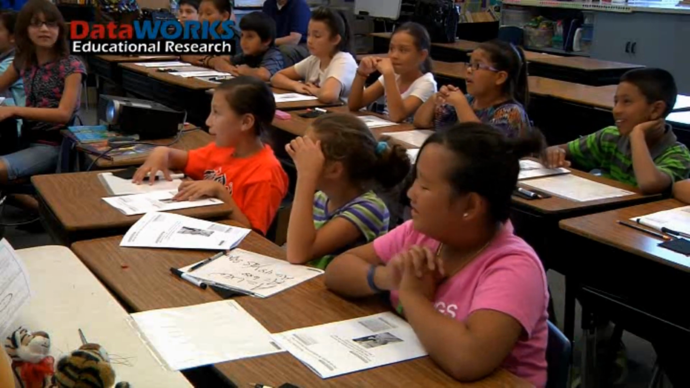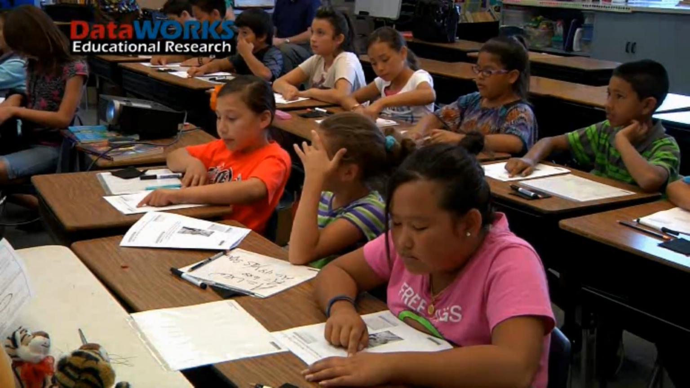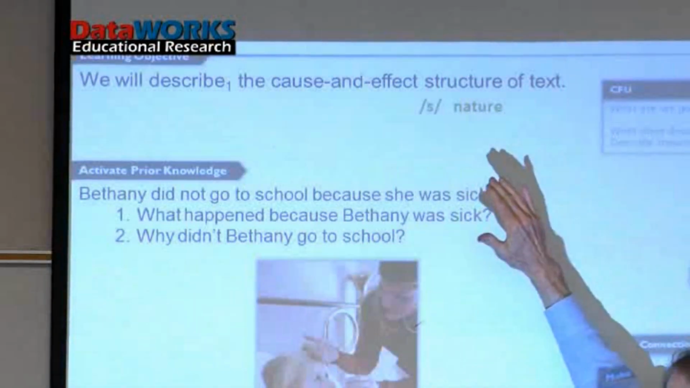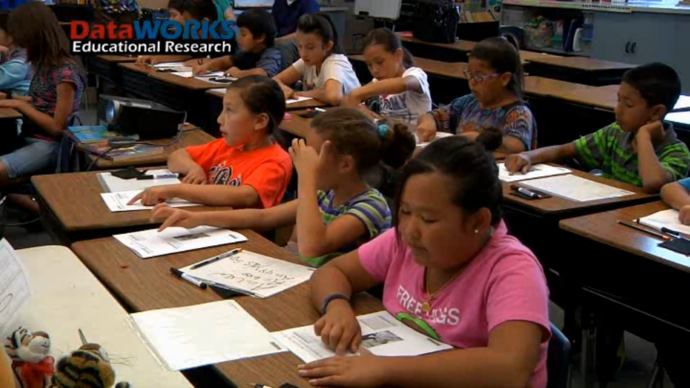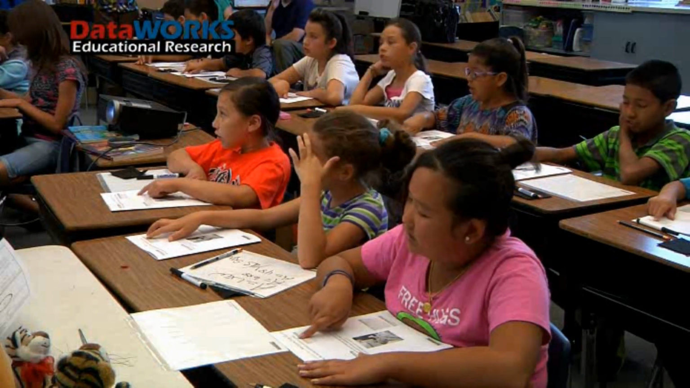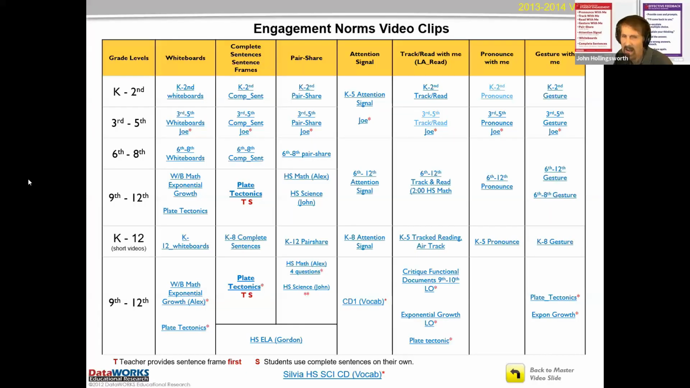I'm going to read the objective. Let's put our fingers down and track on the page like we do. We will describe the cause and effect structure of text. Let's read it. We will describe the cause and effect structure. You can also see in there why we called it track and read.